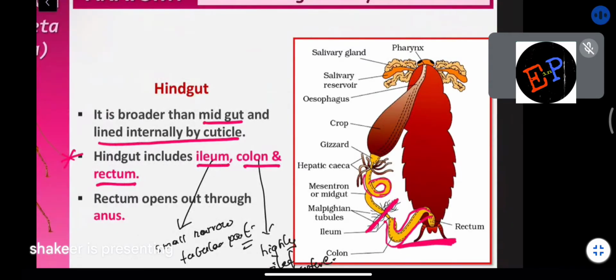Clear? That's it. So the small narrow tubular part is nothing but the ileum, and the colon, how we defined, is a highly coiled structure. All these are excretory regions. So a highly coiled structure is called the colon. It means it is coiled like anything. And the rectum opens out through what? The rectum opens out through the anus. So even in human beings we find the same case. We too have a rectum, we too have an anus. Clear?